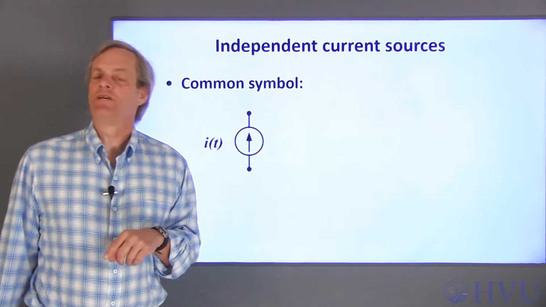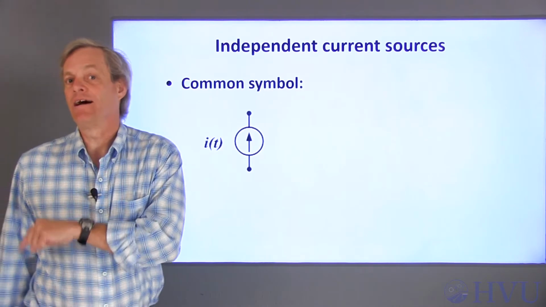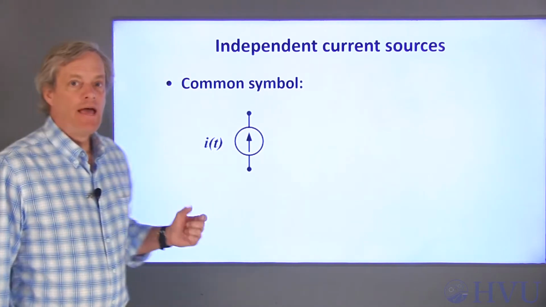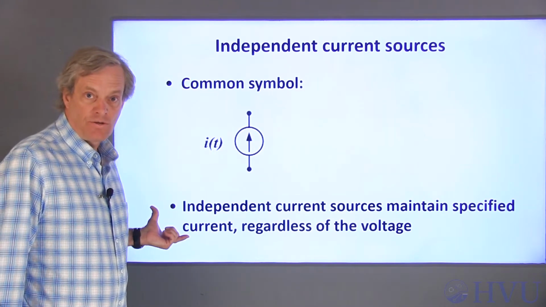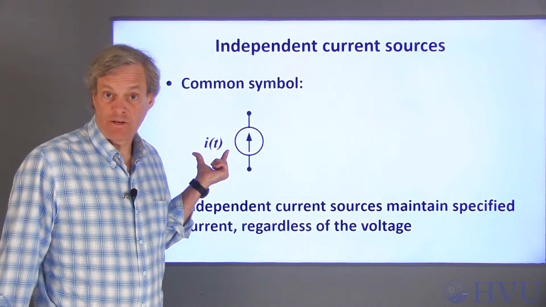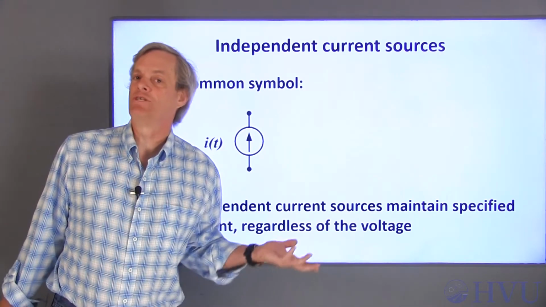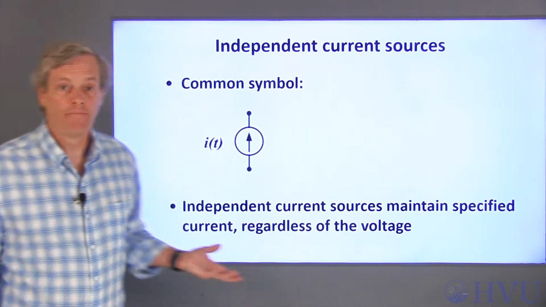This is the symbol for an ideal independent current source. I'll use it to represent both time-varying and constant current sources. An ideal independent current source provides the displayed amount of current regardless of the voltage difference across the current source.